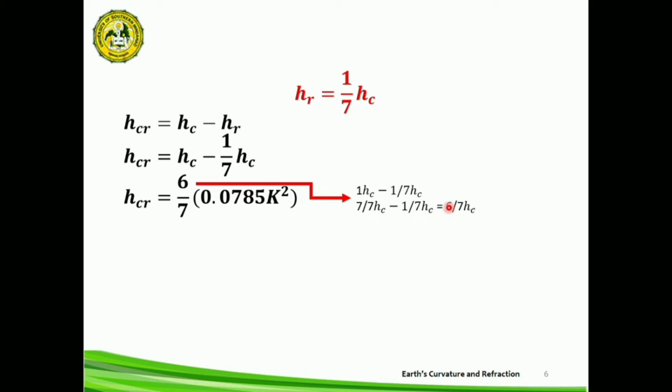So, we have the 6/7 HC. At yung value po ng HC natin, kung naalala ninyo, is 0.0785 K squared. So, ganyan po. So, we have HCR is equals to 0.06729 K squared.